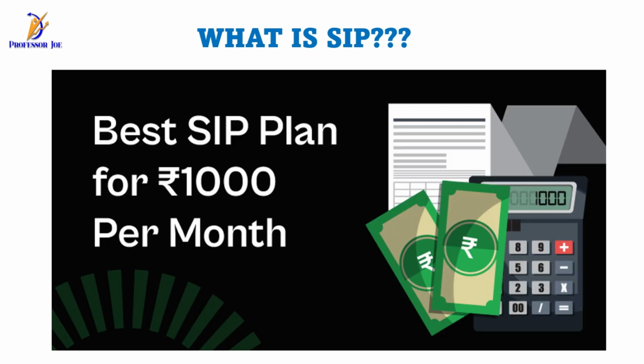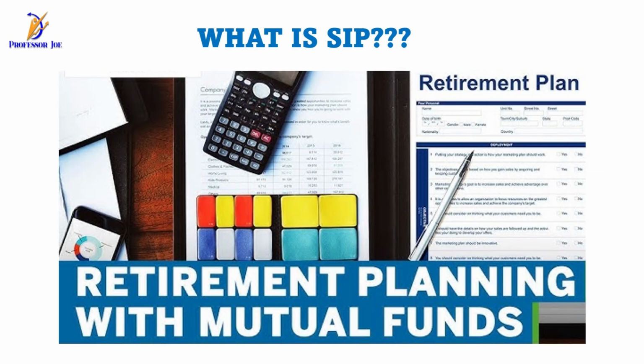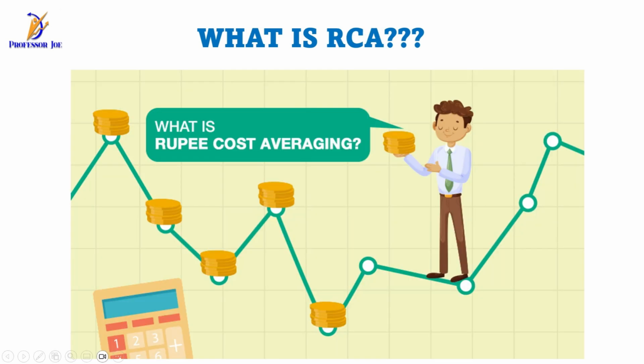It is normally done in a mutual fund, basically an asset management company. It's a great way to make wealth from the stock markets. It's a great retirement planning investment tool. But today, we are going to understand a new concept. It is called rupee cost averaging, or in the international market, dollar cost averaging.